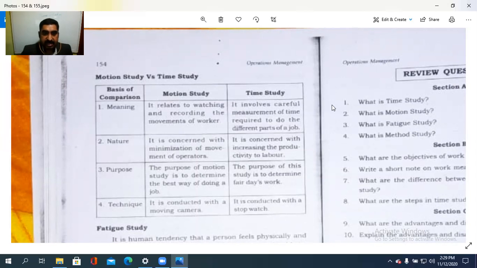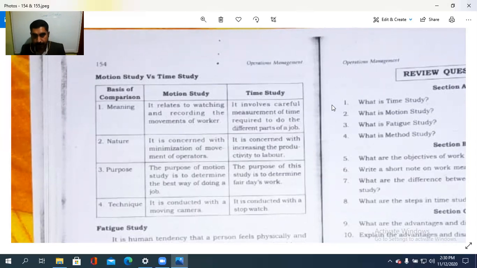Nature: it is concerned with minimization of movement of the operator. The operator's movement is to be minimized, while time study is concerned with increasing the productivity of labor. So labor, what should we do there? We need to encourage it. That is it. So it is concerned with increasing the productivity of labor.